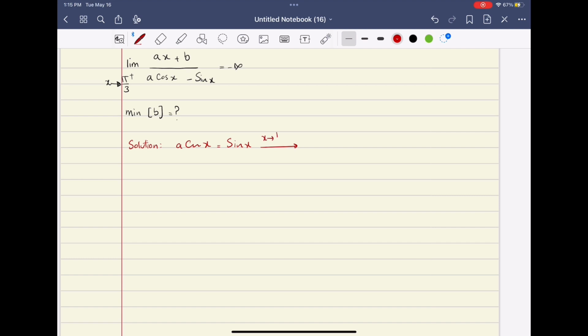So if we put x equal to pi over 3 from the positive or right hand side into the equality, it would be a cosine pi over 3 positive equal to sine pi over 3 positive. So it means a times 1 over 2 equals root 3 over 2, or a is equal to root 3.